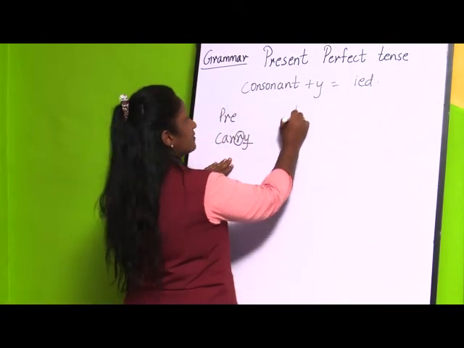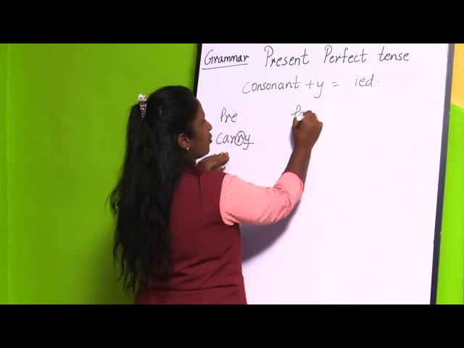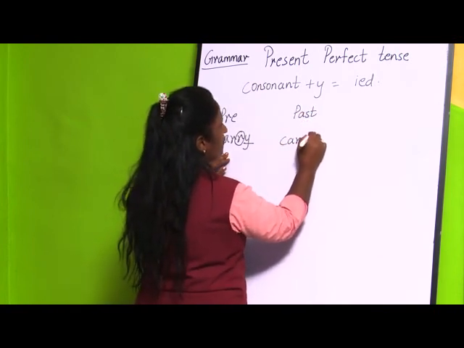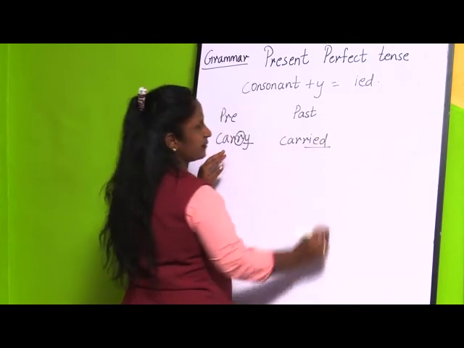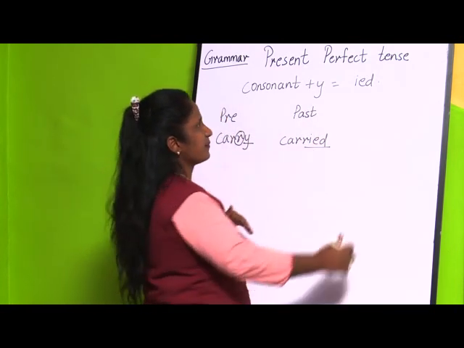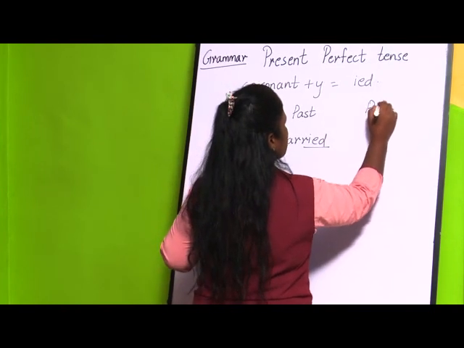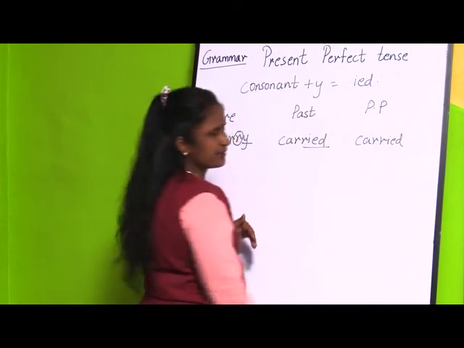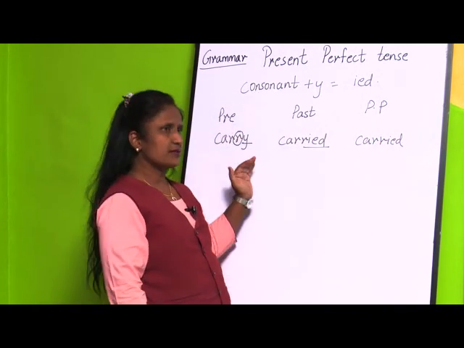So if you write this in present tense, in past tense, how are you going to write? You will be writing carried. Instead of y, you are going to write ied. Same will be in case of past participle. Here also it will be carried. So in this way, you will form the third rule.